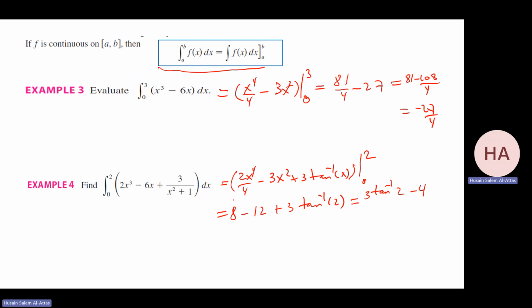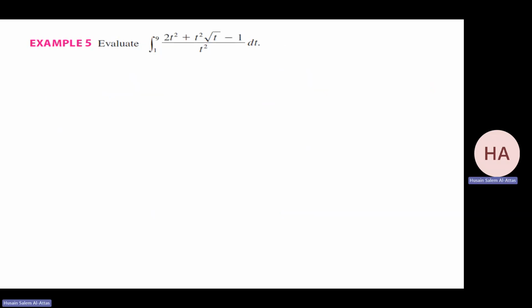This is 0, and I substitute the 0. This is 0. Tan inverse of 0 is 0. Okay. I think also we can do this quickly. That will be 2 plus the square root of t minus t is minus 2 dt. So it will be 2t.